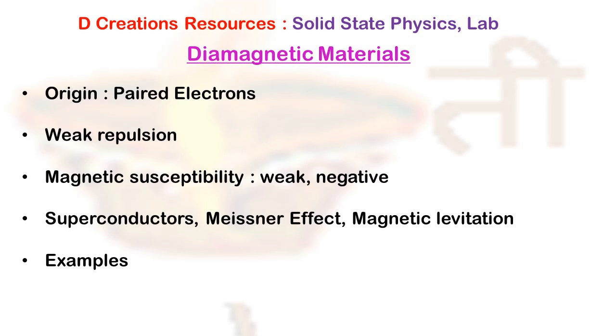And since materials with paired electrons show diamagnetic behavior, all the noble gases or all the diatomic gases are going to be diamagnetic, because you can make out that electrons are pairing up in these. And when they pair up in the molecular orbitals, there is no net magnetic moment.